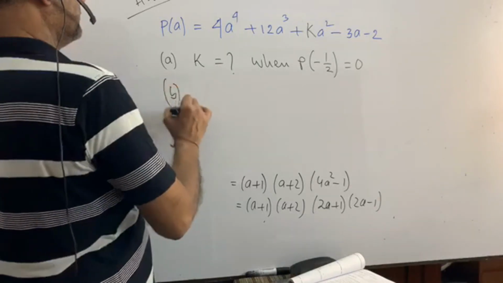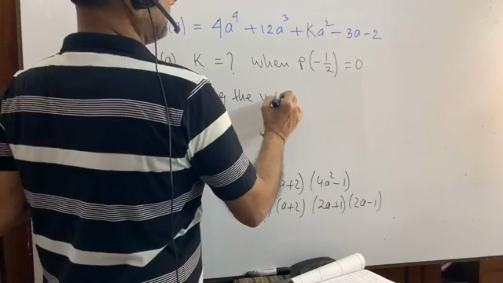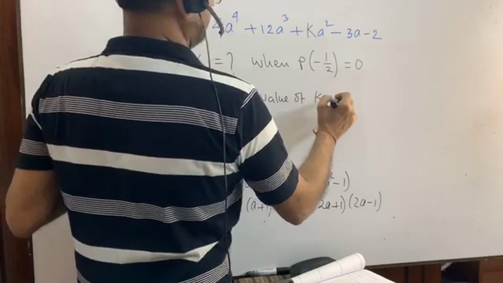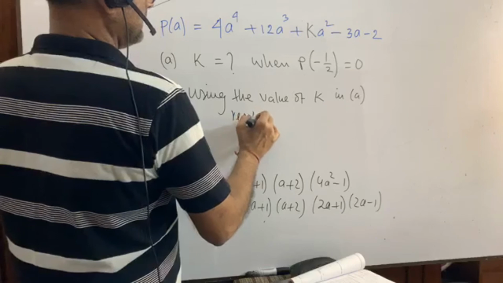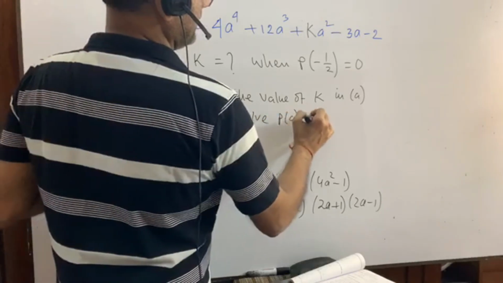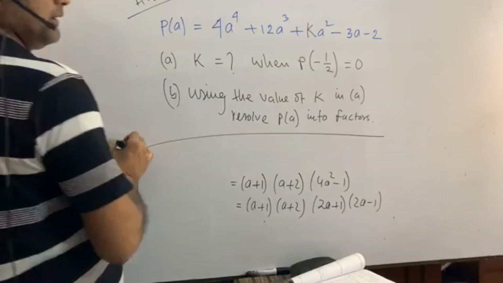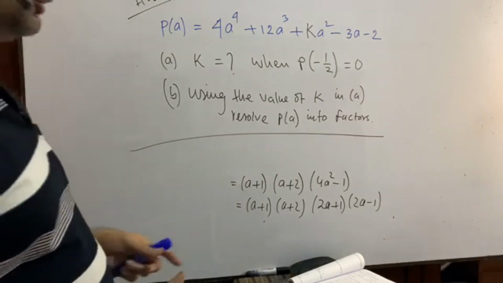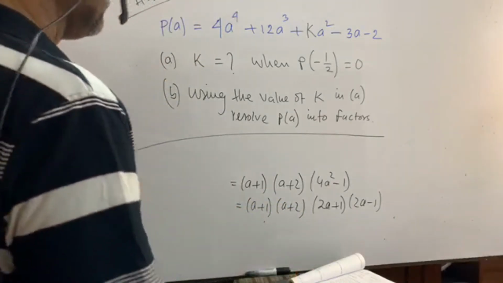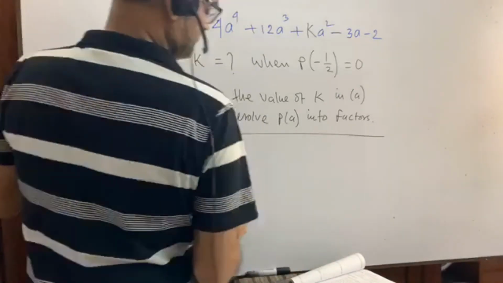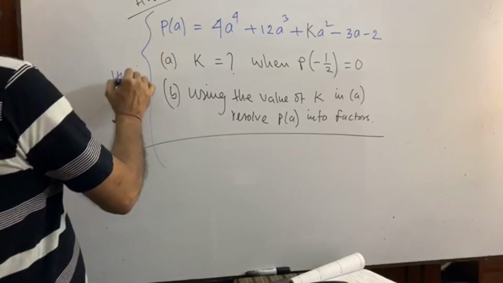Question number B. Using the value of k in A, resolve P of A into factors. Okay, do it. Homework. The same.